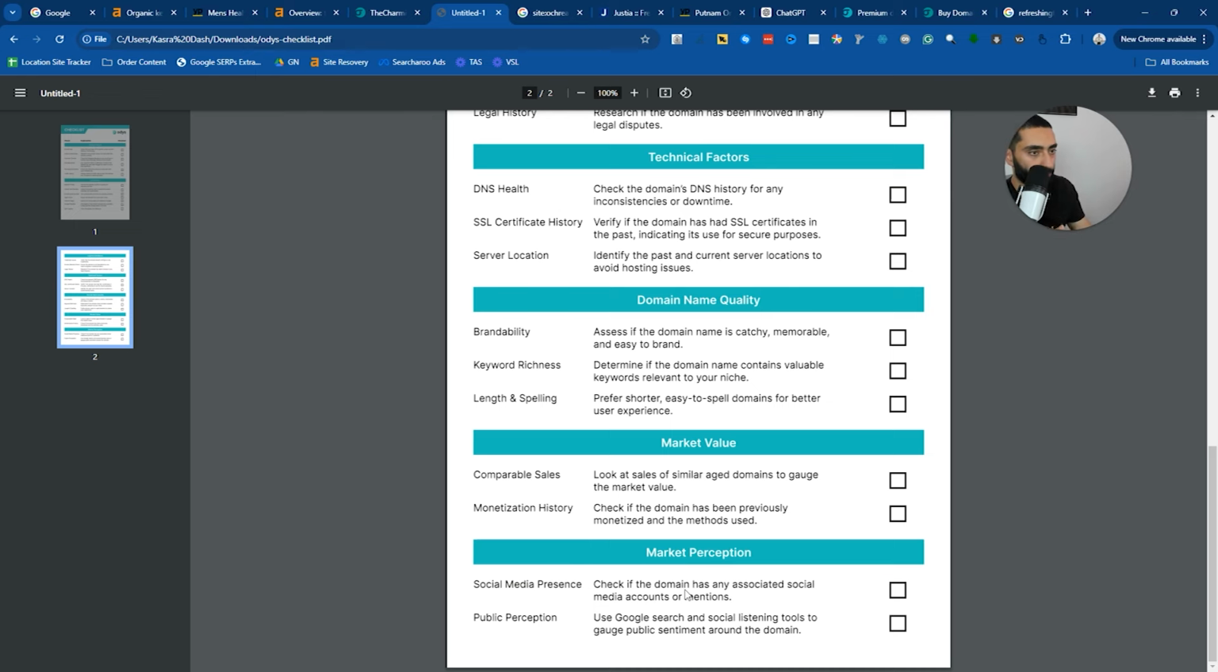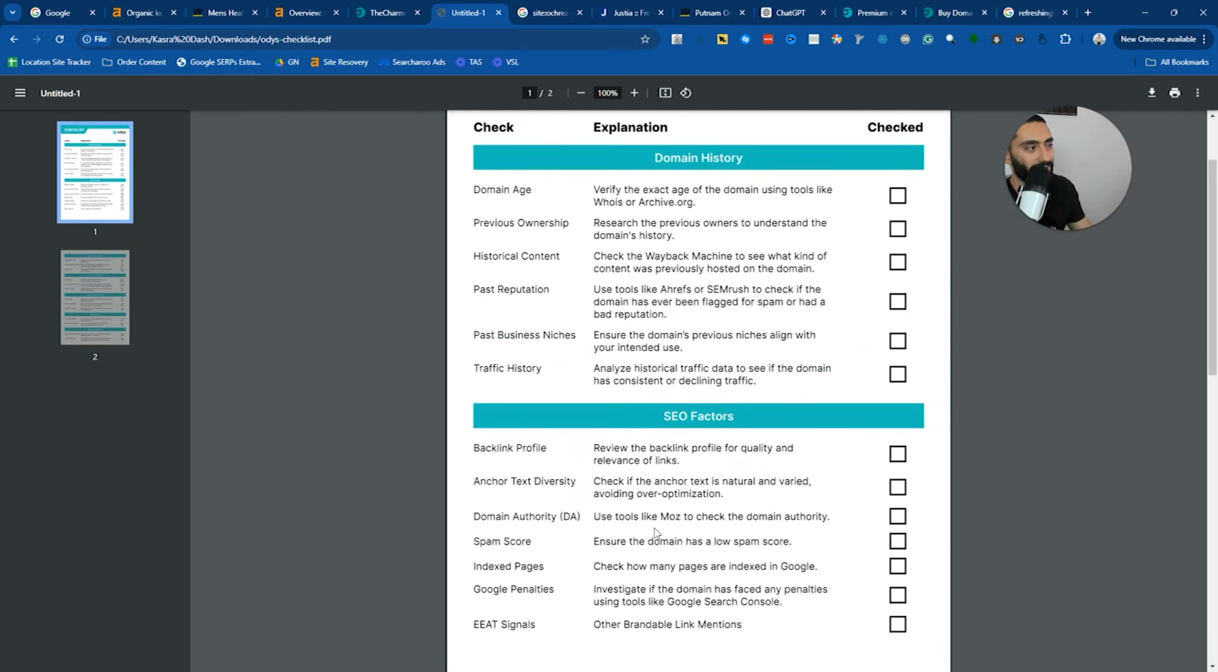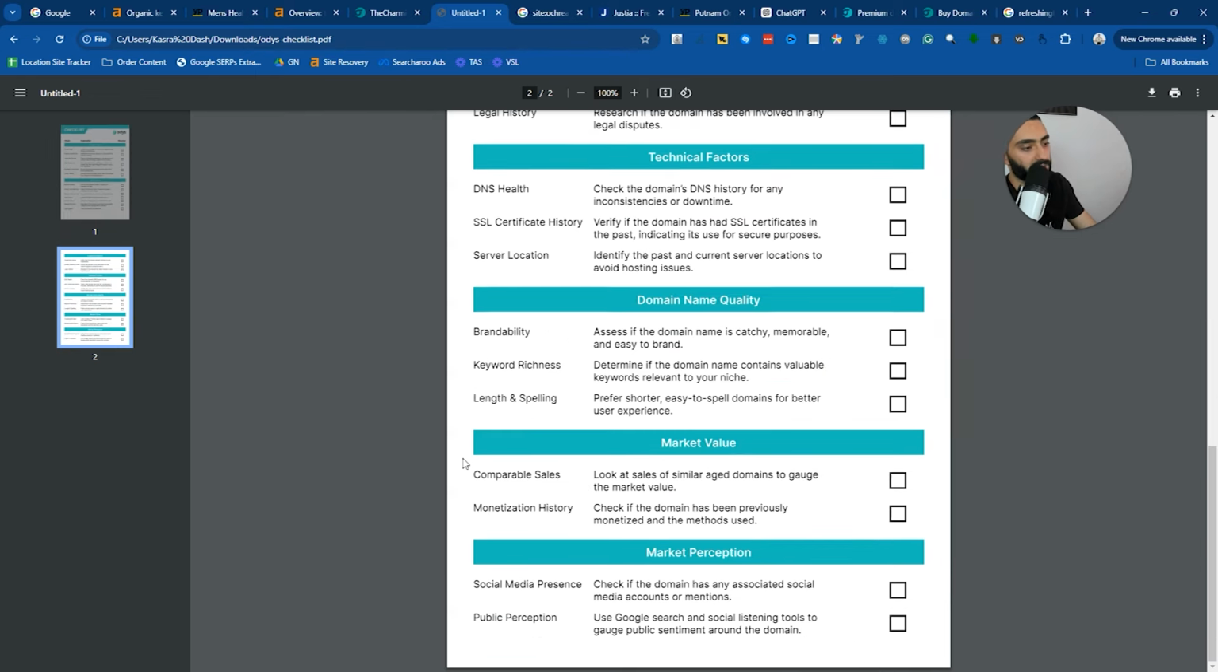But with ODYS, they do all of these checks for you, so you don't need to necessarily worry about any of this. The only checks that I would be looking at is obviously the SEO factors, the EAT signals, and also the social media presence, seeing if that age domain did have social media presence. And obviously if we can acquire the social media accounts, we're off to a massive winning start. But that has been the ODYS checklist.